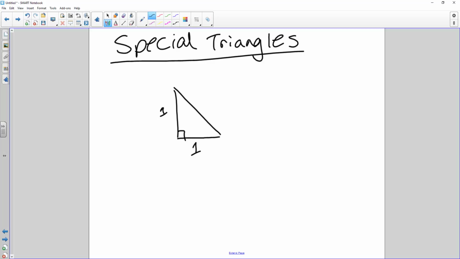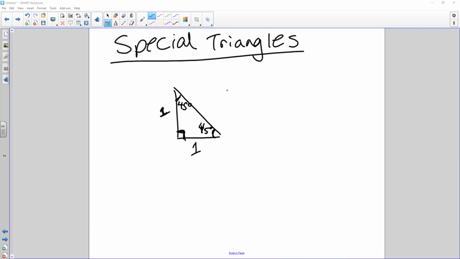So if these two sides are the same, we know this is 90 degrees, then we can assume that the angles across from them need to be the same if the sides are the same. So the angles would have to be 45 and 45, because the two remaining angles should add up to 90, cut that in half.